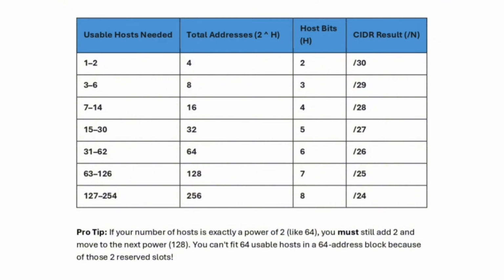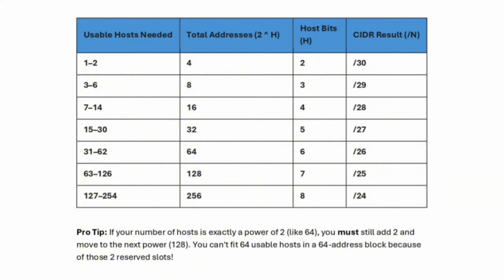Like for other ranges, between 63 and 126, we take the nearest higher value of 2 power n, which is 128, which is 2 power 7. The power of 2 is 7, so we subtract 7 from 32, which gives slash 25. So it would be some range like 192.168.0.0 slash 24.